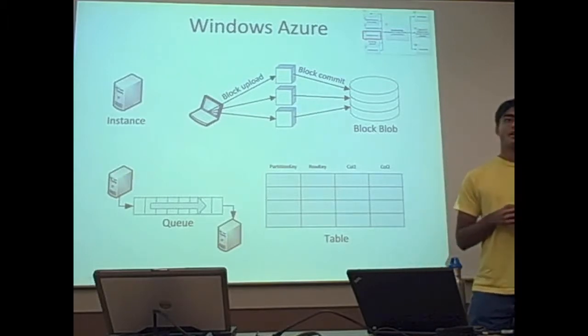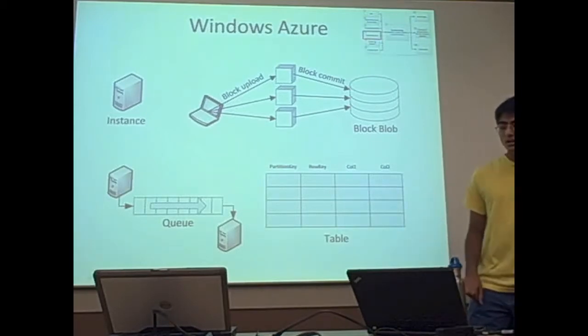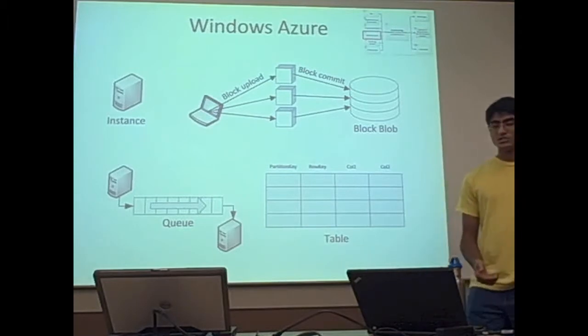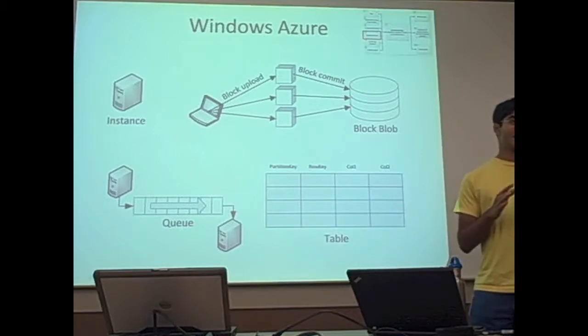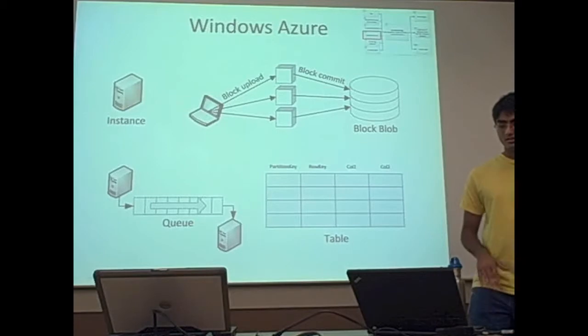Queues are a way of reliably delivering small messages between instances. And tables store queryable lists of entities. Tables are not relational databases, so you can't do any cross-table queries. They're very scalable, flat lists of entities.